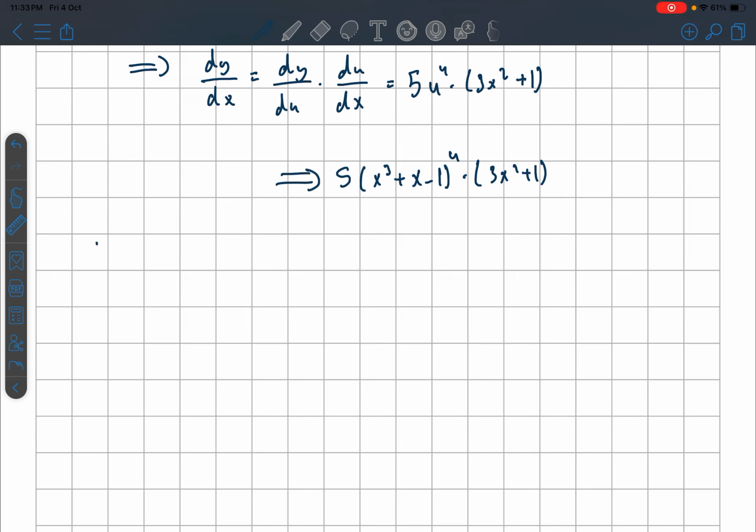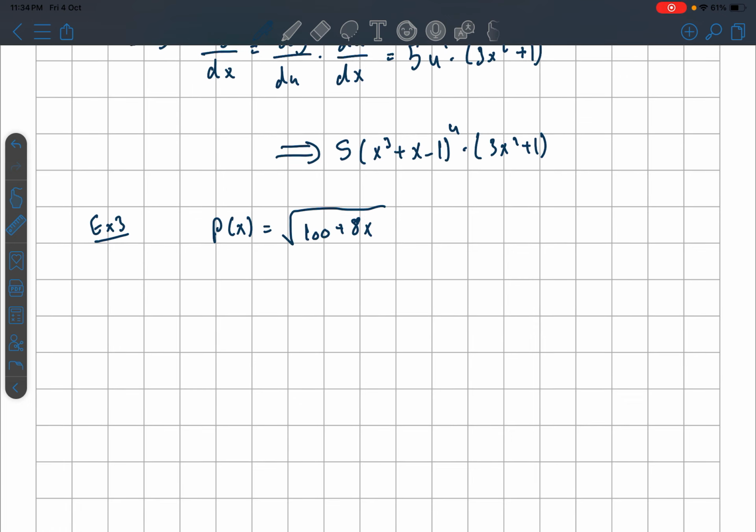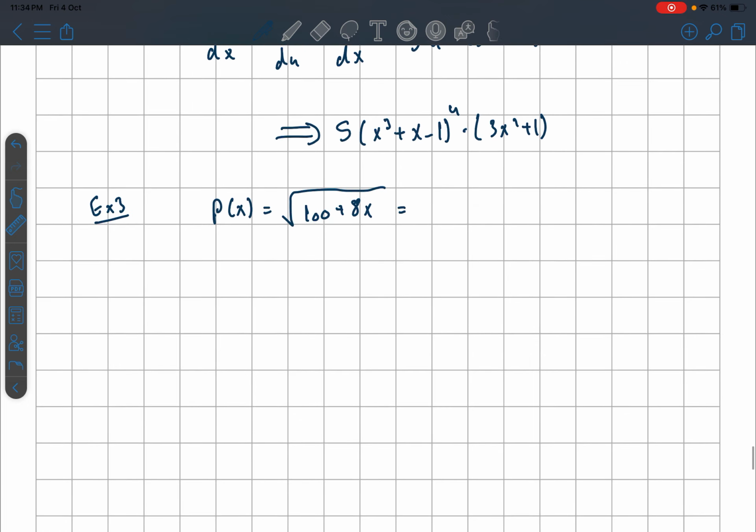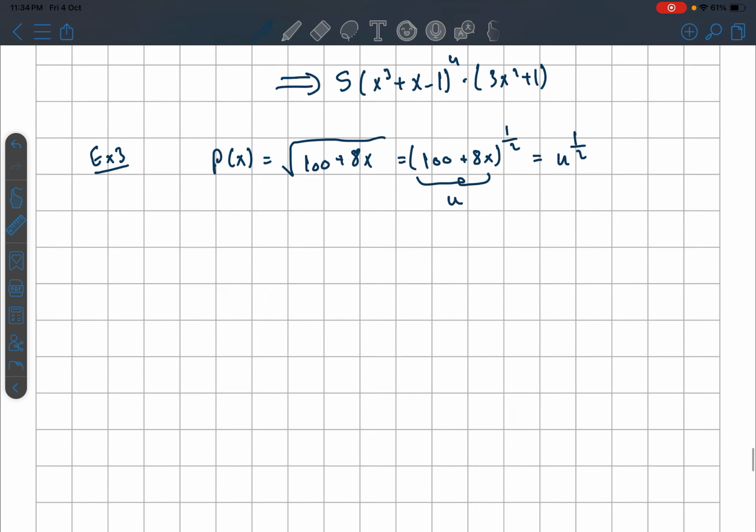Another example 3, we have h(x) equals square root of 100 plus 8x. Let's write it as (100 plus 8x) to the power of 1 over 2, and let us say that 100 plus 8x is u. So it will be u to the power of 1 over 2.